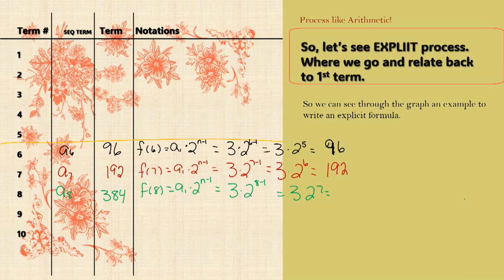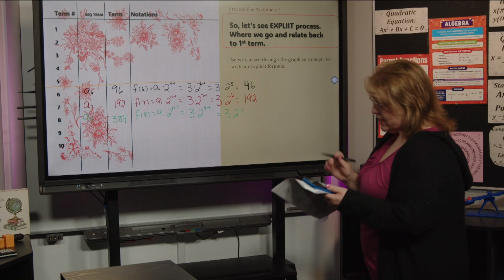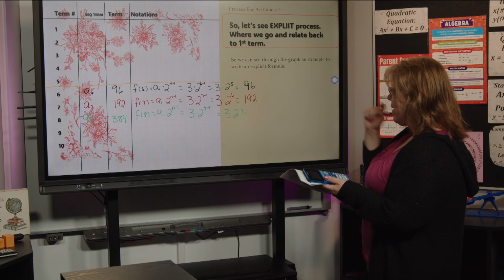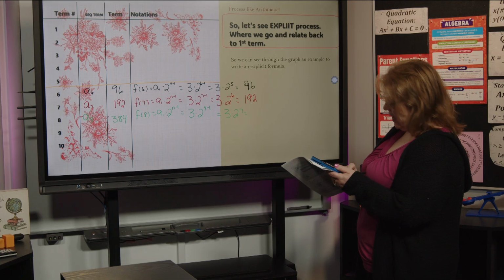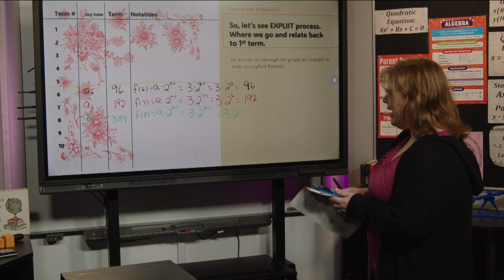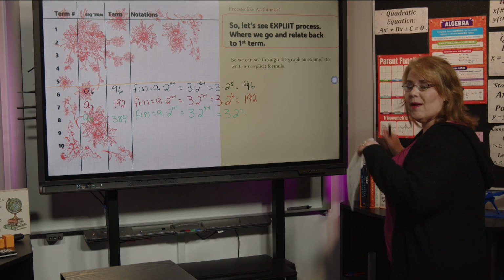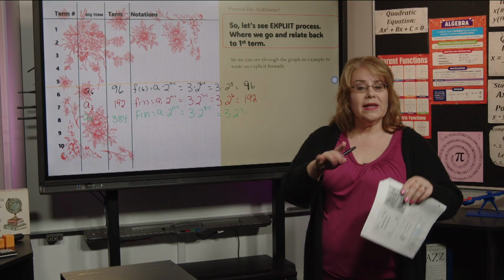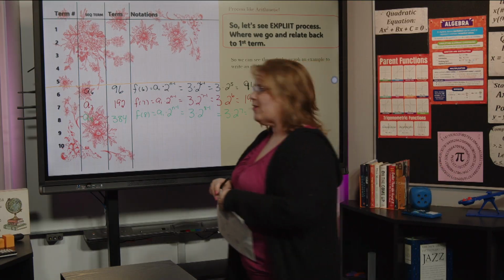So I want to go back and double check that 7th term just to make sure that my calculator skills are right. So I'm going to go back and put that in. 3 times 2 to the 6th power, and I get 192. Exactly right. So let's do 9 and 10. I'm going to do it in real time up here. You do it on your paper. When you get done, look up here and check your work. So here we go.